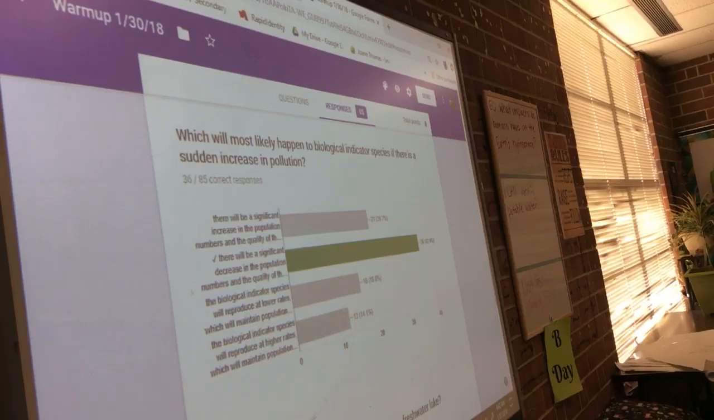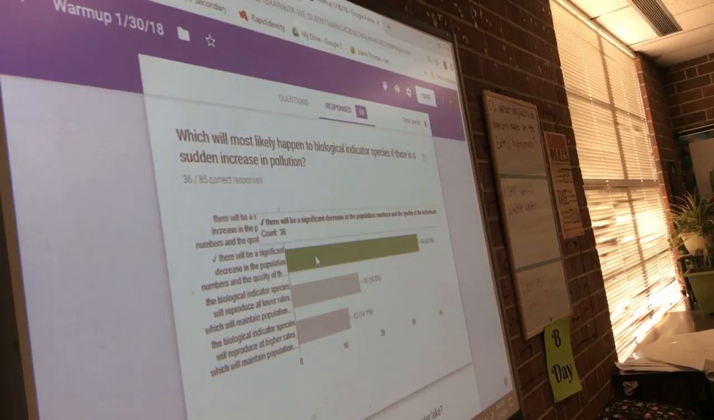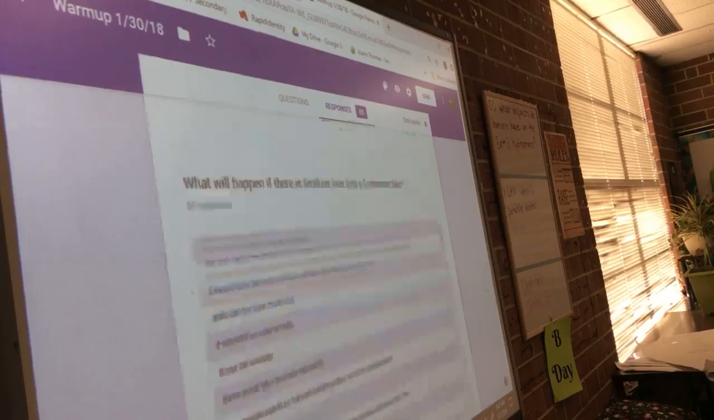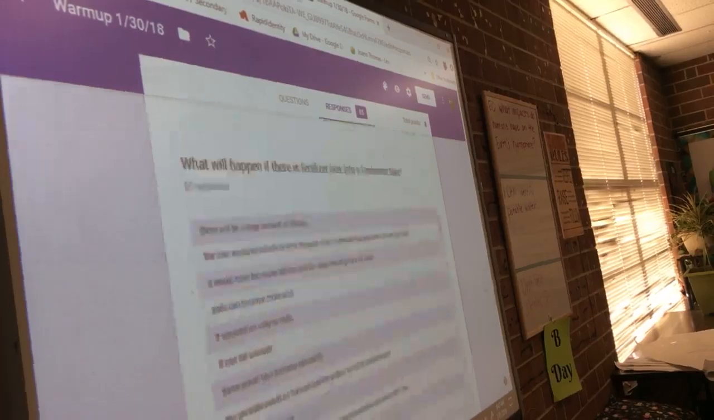Which would most likely happen to biological indicator species if there is a sudden increase in pollution? In our notes, biological indicator species are those macroinvertebrates, and in the notes it says they're sensitive to pollution. So if they are sensitive to pollution, that means that not only would there be a decrease in the population, so there would be less of them, but the ones that are there would not be of good quality. They'd be sickly looking or small or just not right. So significant decrease in population, less of them, and then they're poor quality. If you see that happen, then you know your water's probably no good.